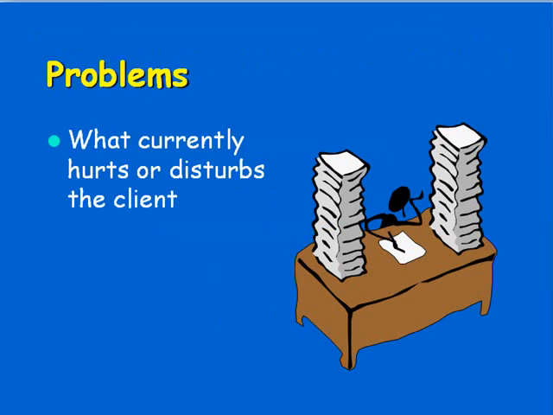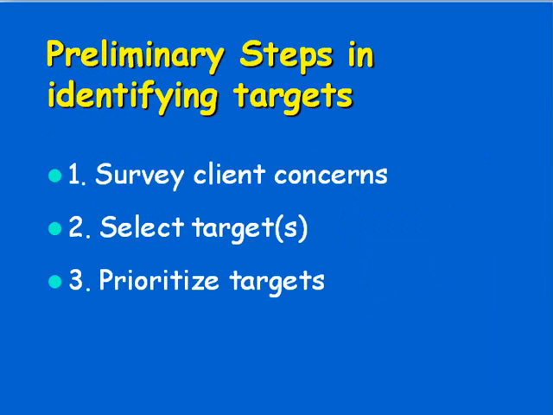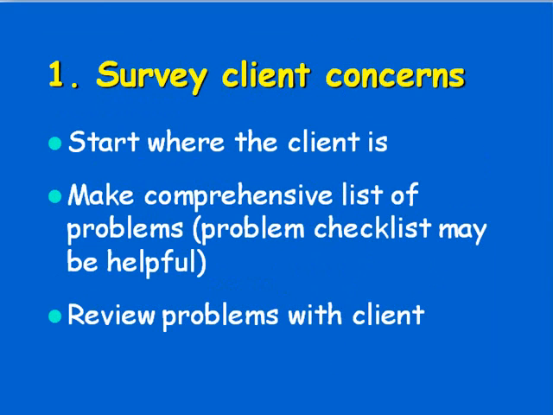In terms of what a problem is, it's pretty simple. It's why a client comes to see you, what's disturbing the client. In terms of preliminary steps in identifying client problems, we'll talk about these. First off, you want to survey the client's concerns and basically start where the client is. That's just good social work practice. You don't want to assume anything. You don't want to have all the answers. You really want to take your cues from the client.